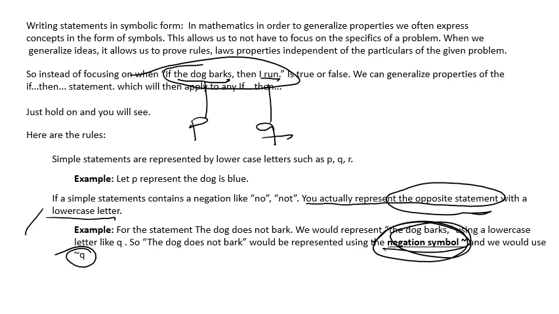So again, the dog does not bark contains a negation. We represent the opposite statement, really the negation of that statement, with Q. And so therefore the statement containing the negation is represented by not Q. Now properties are going to continue on the next page.